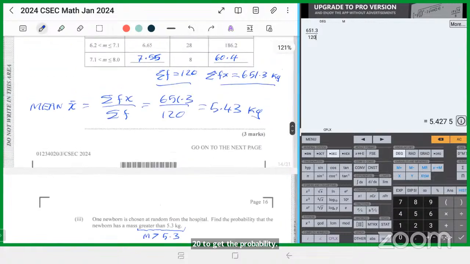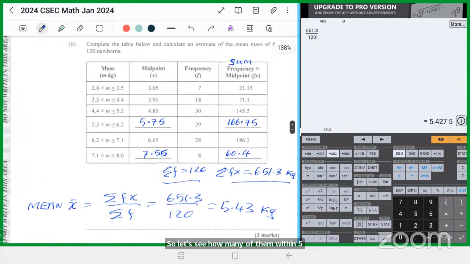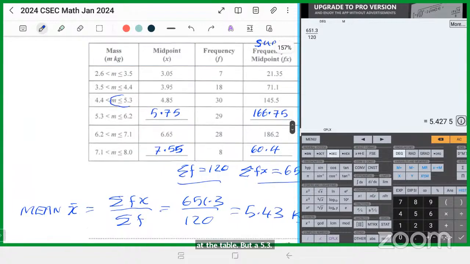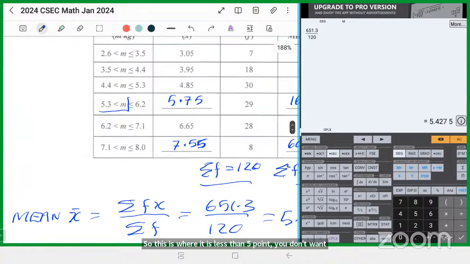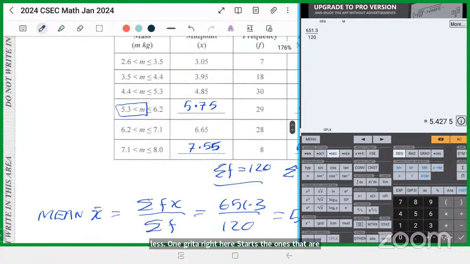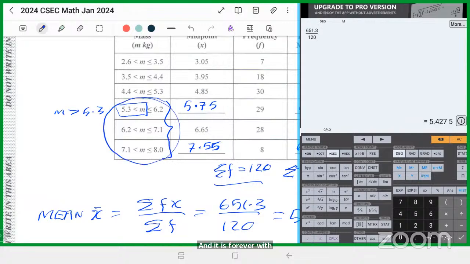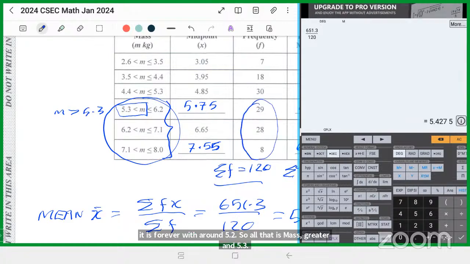So look in the table for the 5.3. So this is where it is less than 5.3. You don't want less. You want greater. Right here starts the ones that are greater than 5.3. Right? So if you read it from right to left, that's what it is saying. That is the same as saying that the mass is greater than 5.3. And it is forever greater than 5.3 up here. So all of these, mass greater than 5.3. These are the babies whose mass was greater than 5.3.